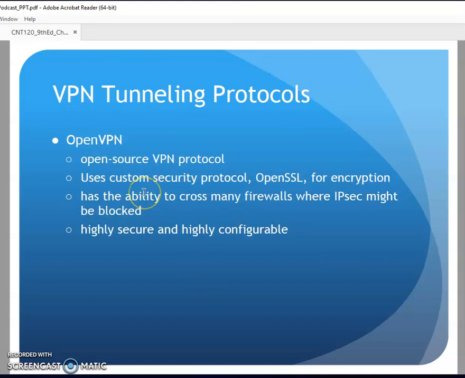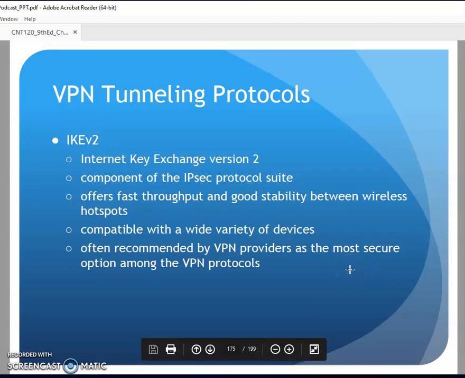OpenVPN, this is an open source VPN protocol. Some people use this for connecting into company resources. It can cross many firewalls where IPsec might be blocked. So this one, OpenSSL, is being used for your encryption. So some people use that for their host into the site, if you will.